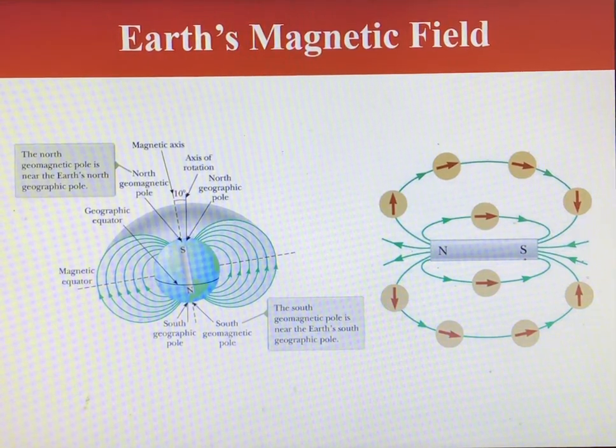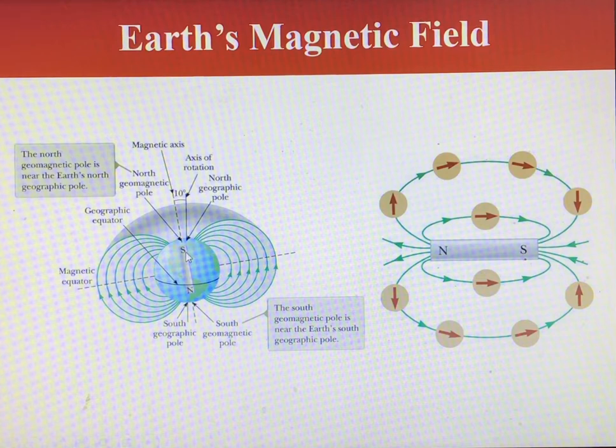Now this is an example of a magnetic field in nature. This is the magnetic field that is produced by the Earth. The Earth itself can be considered as a giant magnet. It produces a magnetic field, and this is the north and this is the south. Again, you can see the magnetic field lines pointing from the north to the south.